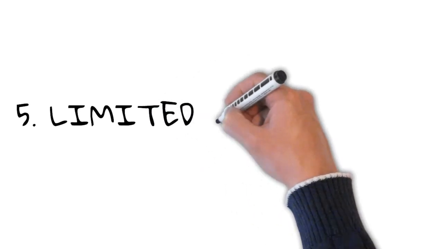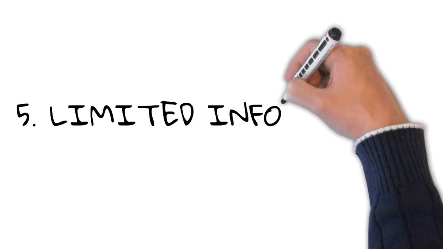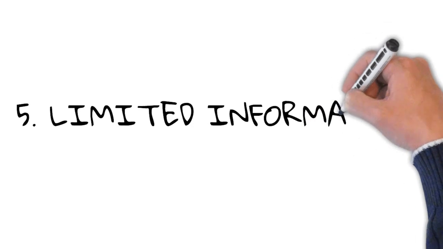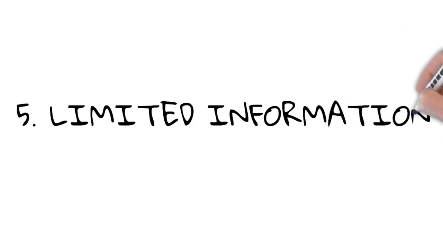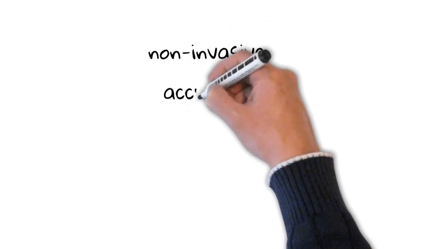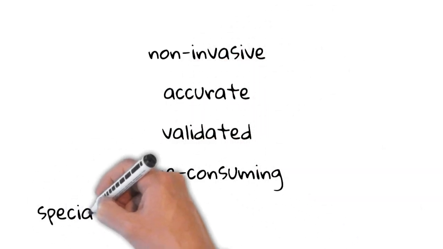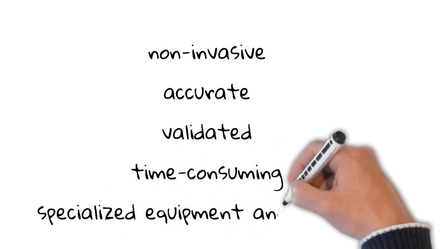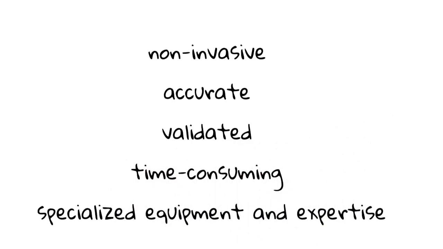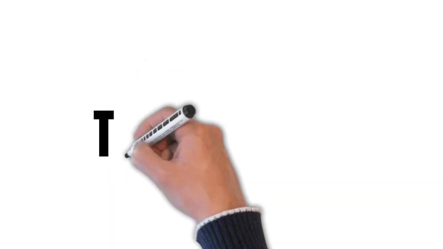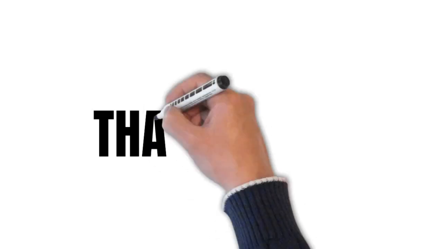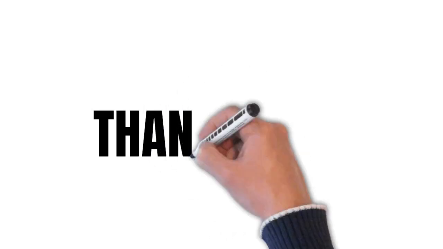Doubly labeled water provides information on energy expenditure, but it does not provide information on specific metabolic pathways or the composition of energy expenditure. Overall, doubly labeled water provides a non-invasive and accurate measure of energy expenditure in humans, and its use has been validated in numerous studies. However, the process of measuring energy expenditure using doubly labeled water can be time-consuming and requires specialized equipment and expertise.